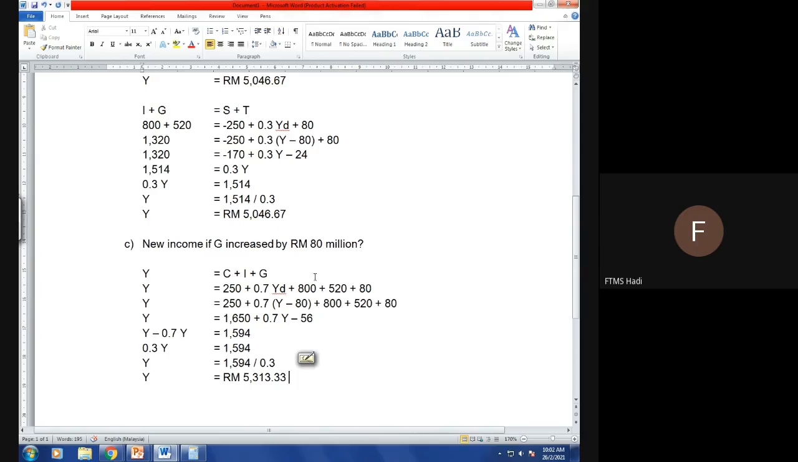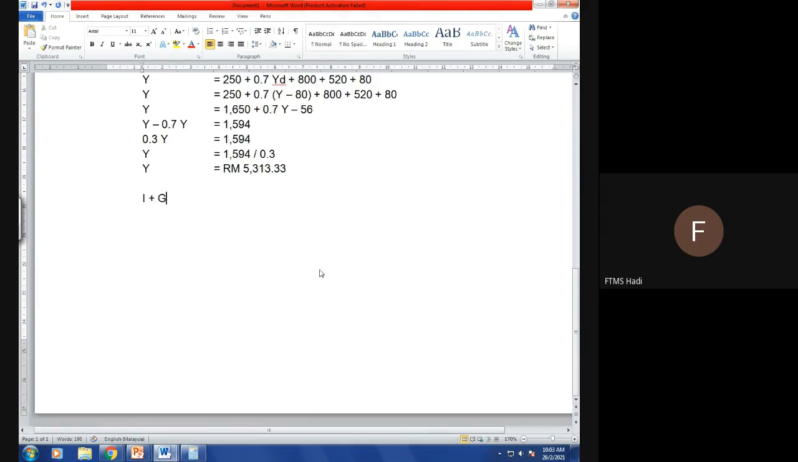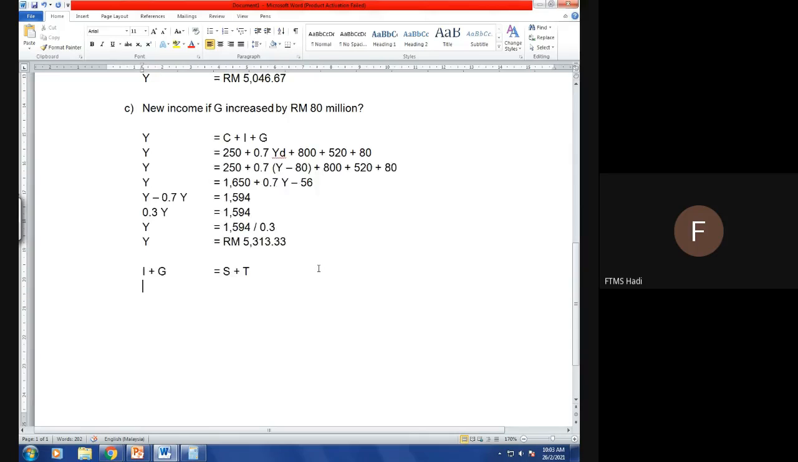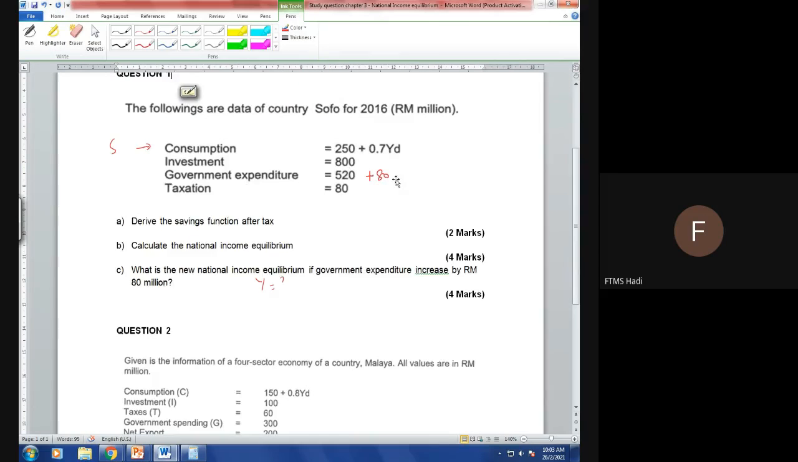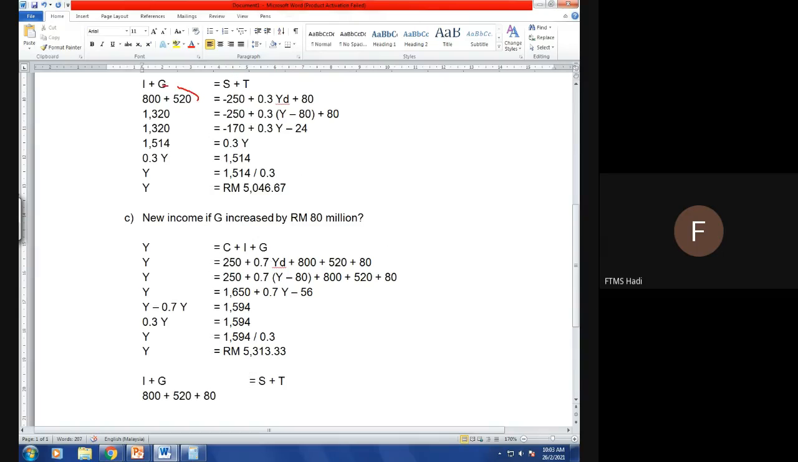Okay, do you want me to show this one as well, if you don't mind? Let's see whether the answer is the same or not. Okay, sir, okay. Alright, I plus G is equals to S plus T. Investment earlier 800 plus G, government expenditure, 520 plus 80. Okay, you see the difference? This one, but this one has the 80, because the question says increase by 80.